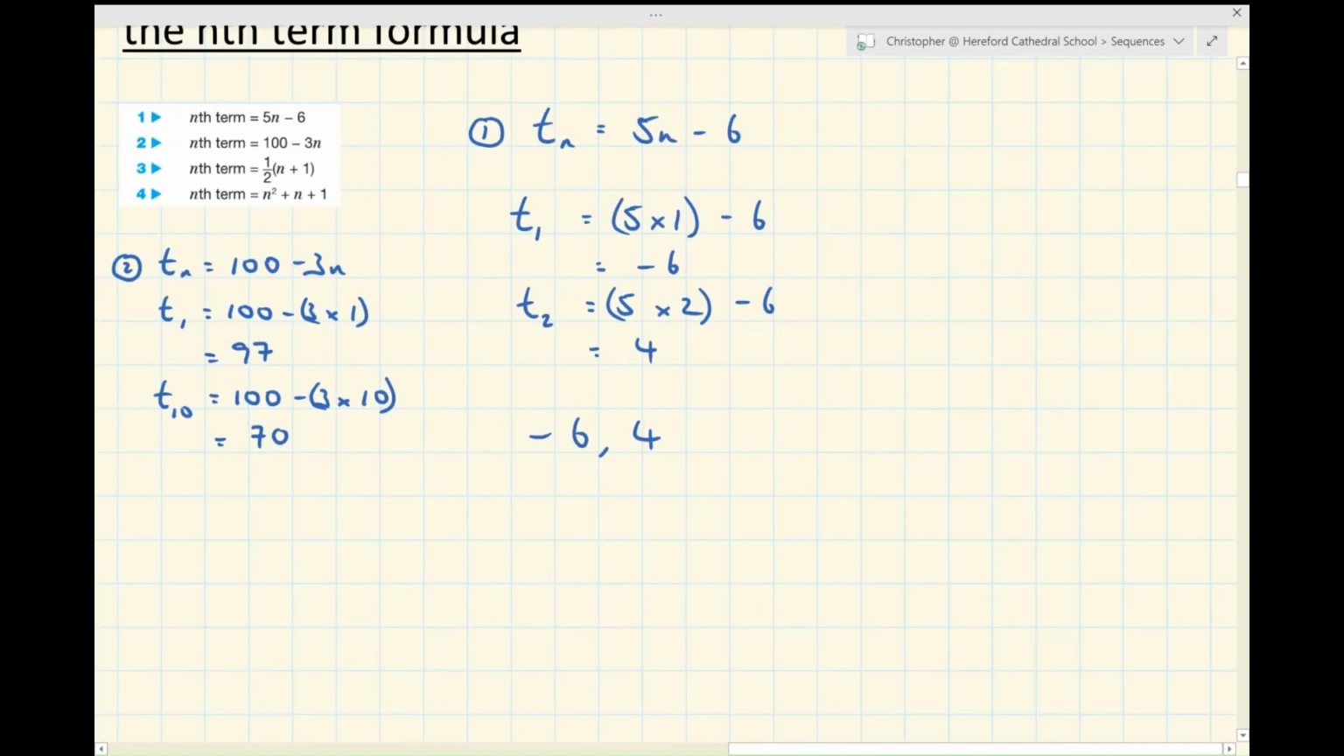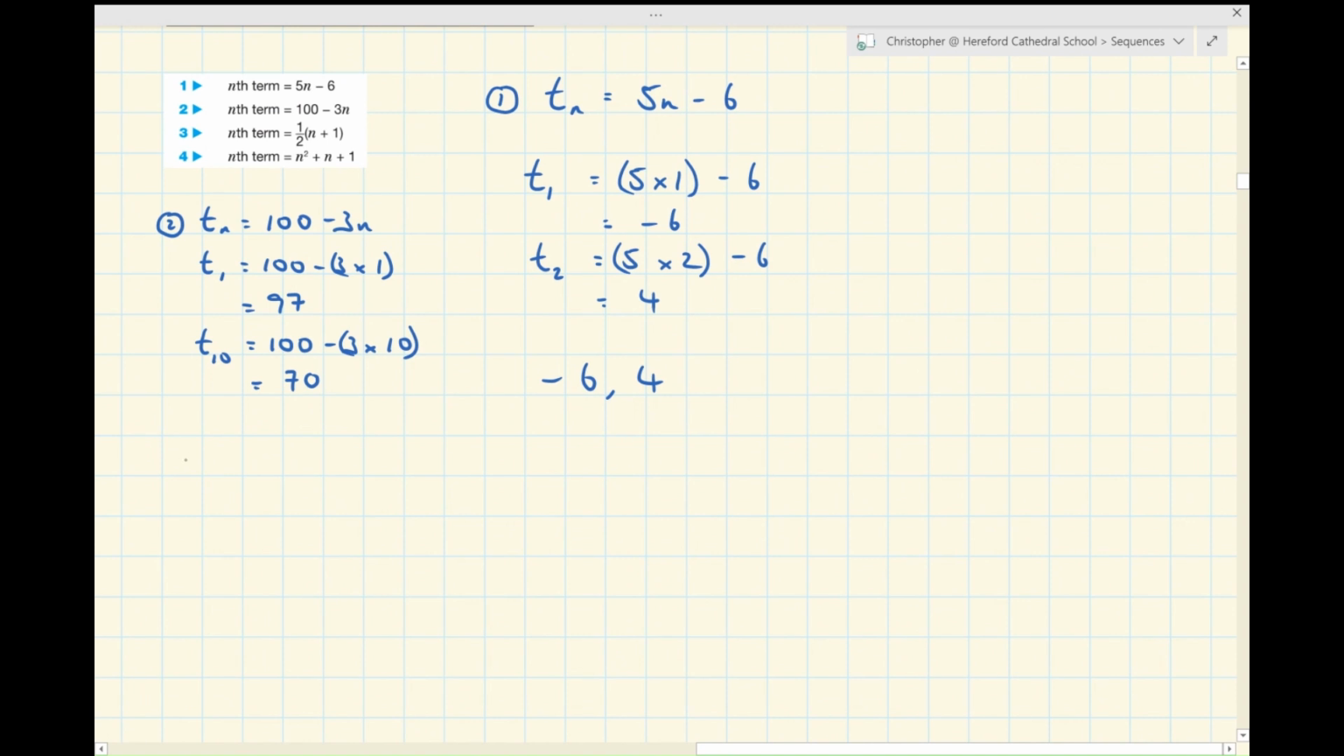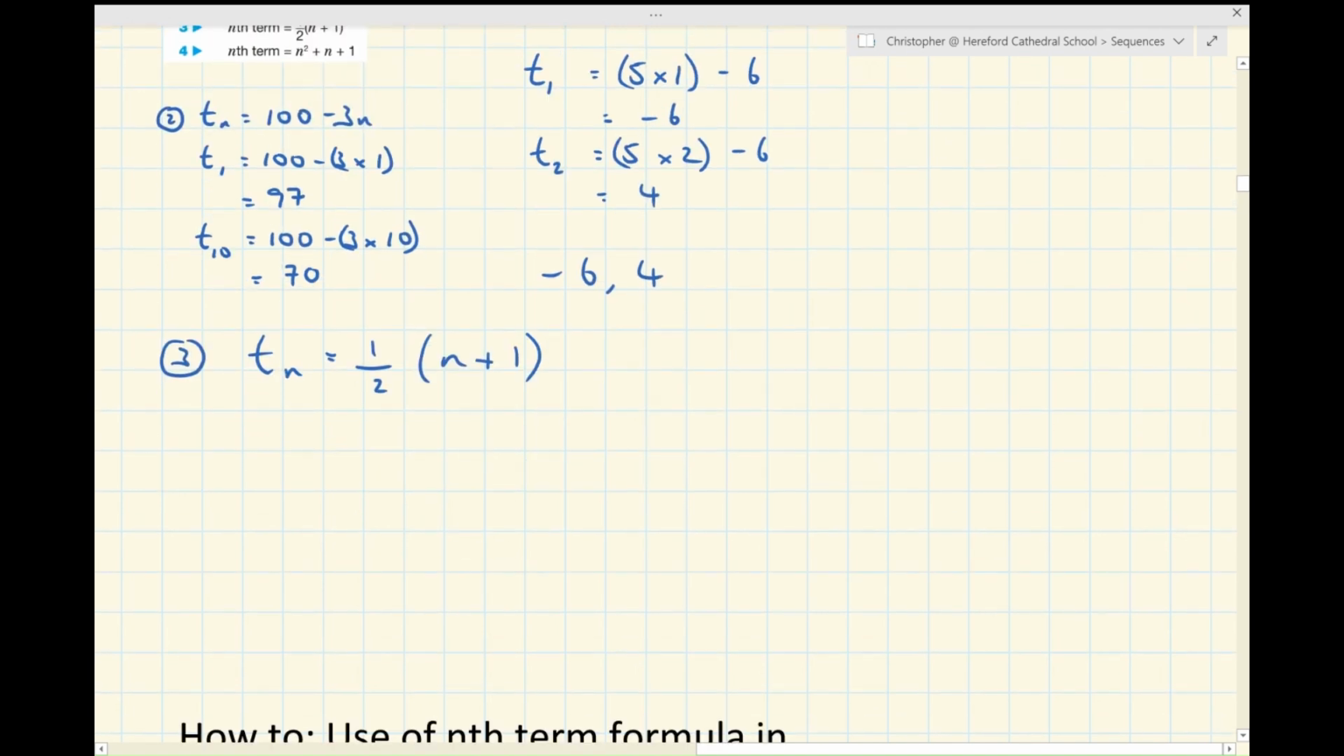Let's have a look at number 3, and you might like to pause the film in a moment or two and have a go at some, and then see if you and I agree. In number 3, the nth term is a half multiplied by n plus 1. So in a moment, I'm going to work out the first term, and I'm going to work out the 5th term. So why don't you pause the film now and do those, and then see if we agree.